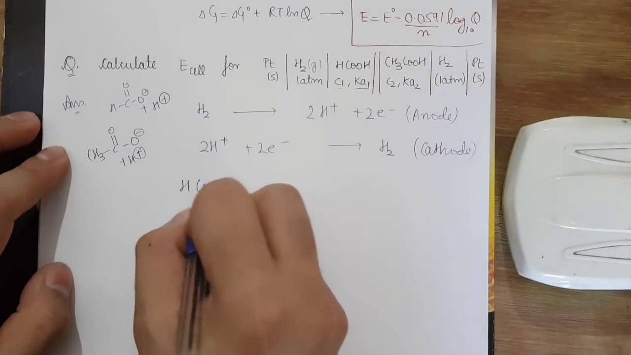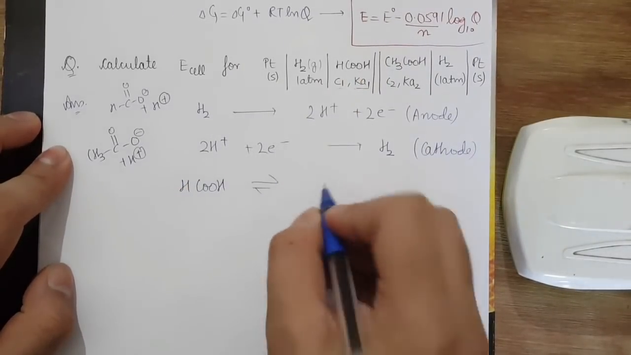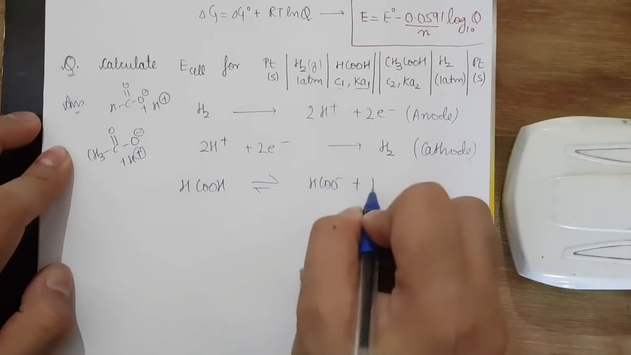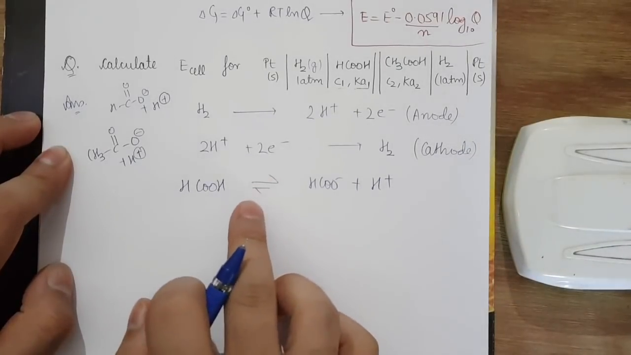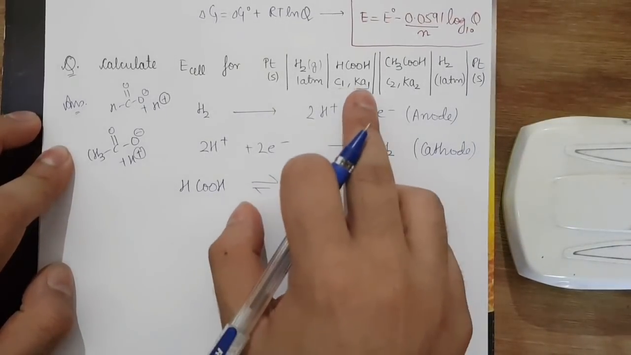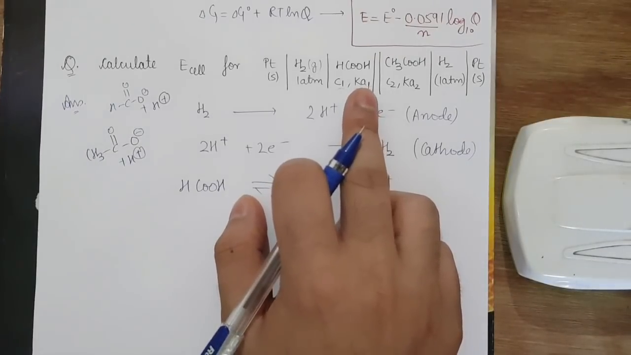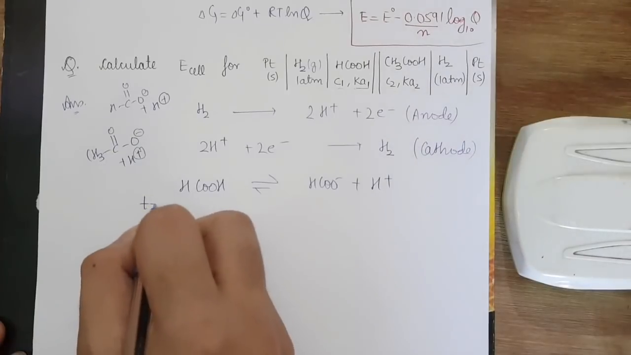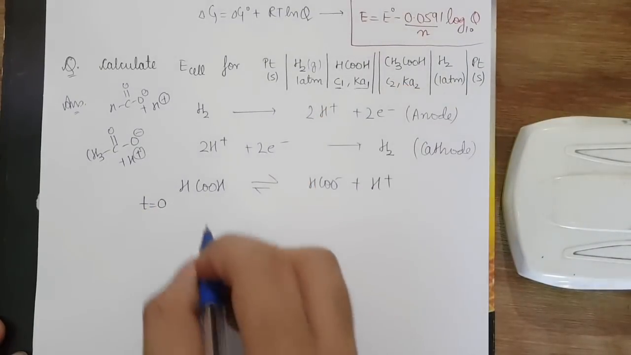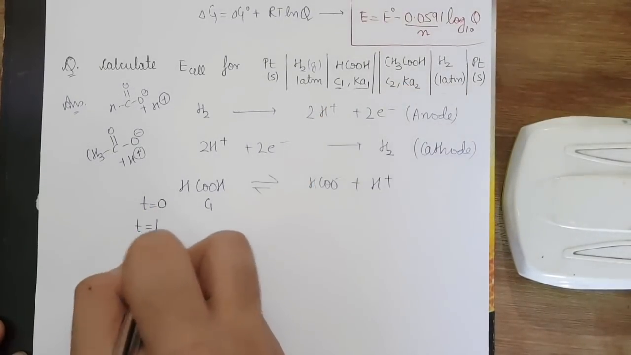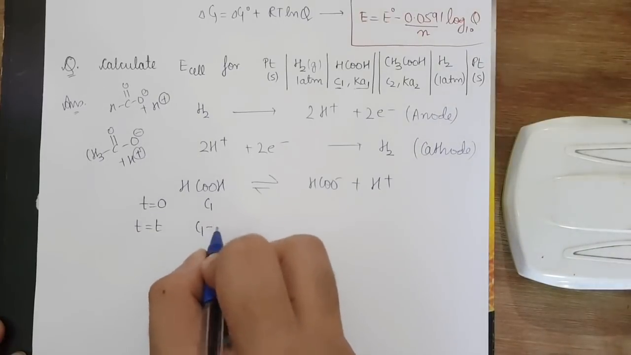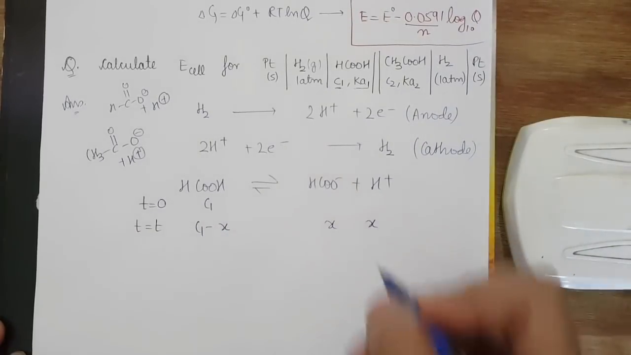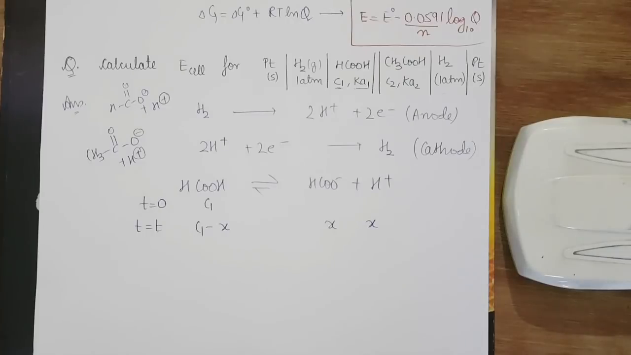We know that HCOOH would go into HCOO minus and H plus. It is a weak acid. Why? Because Ka1 has been given. Whenever Ka1 is given, it means it is a weak acid. At time t is equal to 0, the concentration has been given as some C1. At any general time t, the concentration becomes C1 minus X, and X and X. I hope this point is clear to you.